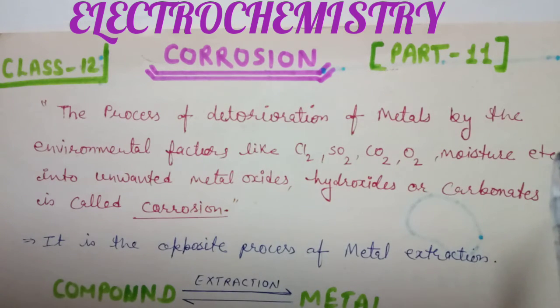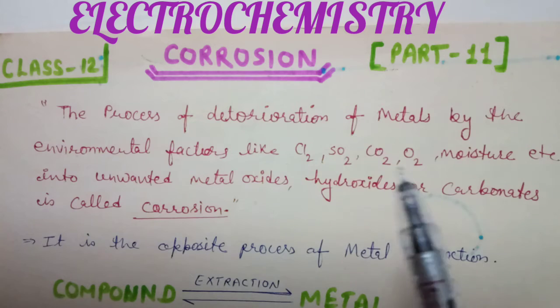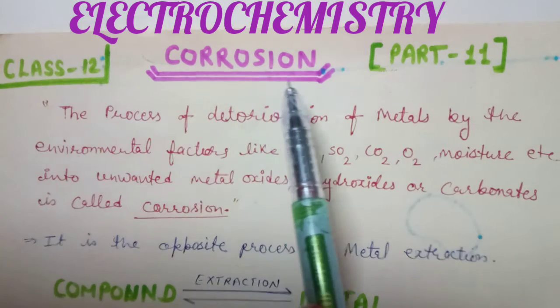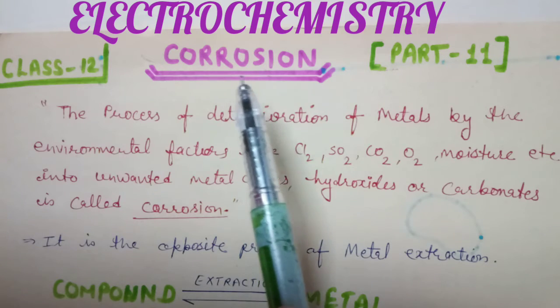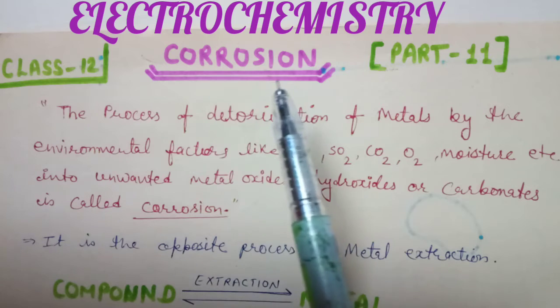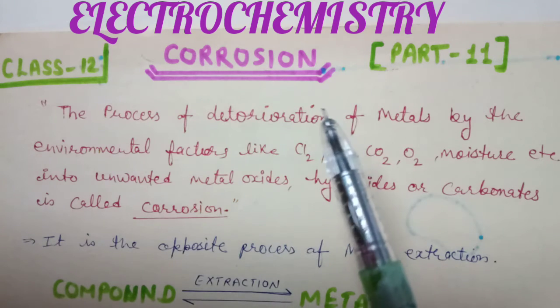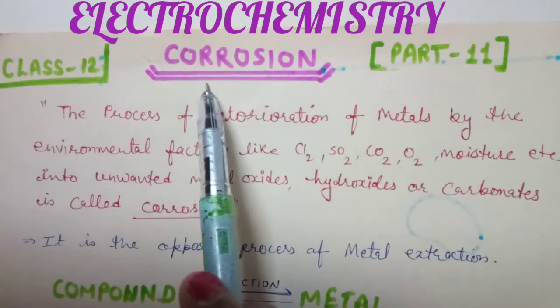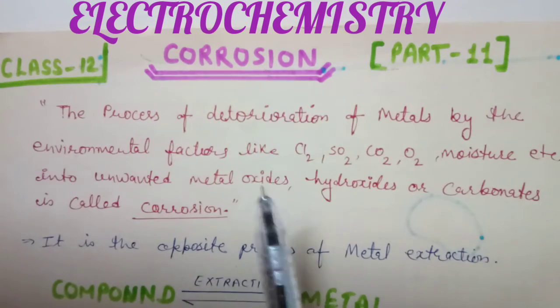We are studying electrochemistry. This is the last video of this chapter. In this video we will discuss corrosion. To explain the mechanism, types and prevention of corrosion, we will take the example of the rusting of iron. First of all, we have to understand the meaning of the term corrosion.